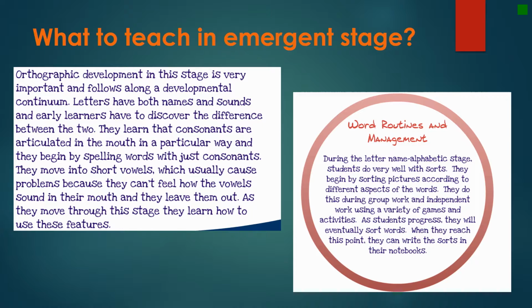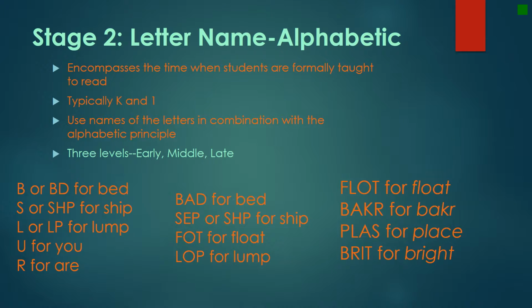Now the next stage is the letter name alphabetic stage. Letter name alphabetic stage is a time when students are getting a little bit more refined in their knowledge of orthography. This is the time usually when students are being formally taught to read, grades kindergarten and first. This is where students are learning to use the names of letters in combination with the alphabetic principle.